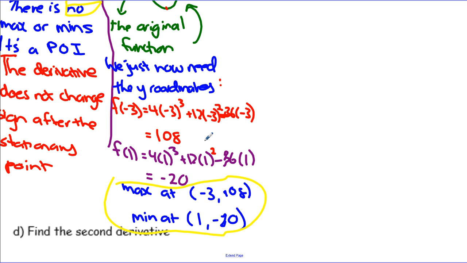No, but I'm saying, oh, I might have typed it. You didn't even do it right the first time. I might have typed it in the calculator right. Oh, wait. Can you please calculate 4 times negative 3 cubed plus 12 brackets negative 3 squared minus 36 brackets negative 3? It might actually still be 108. I might have typed it in the calculator right. I might not have though.